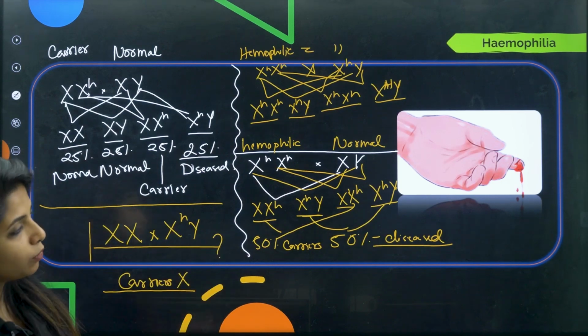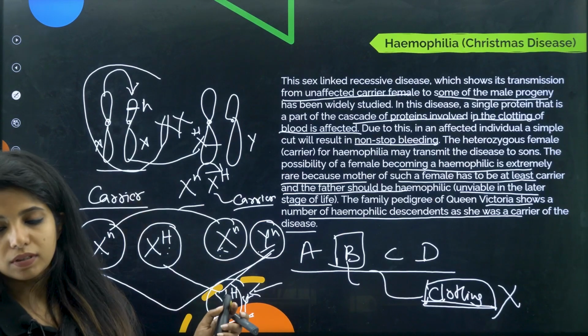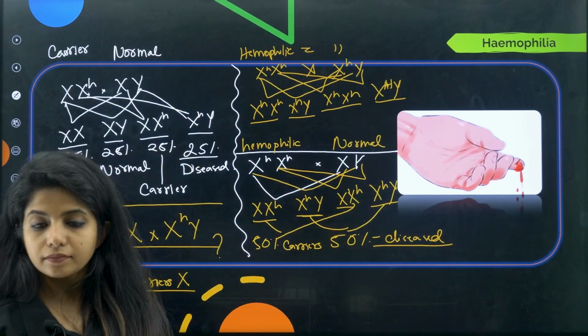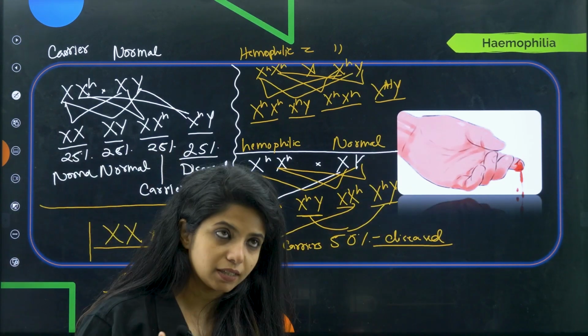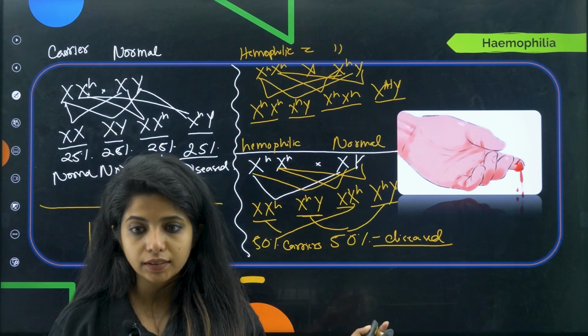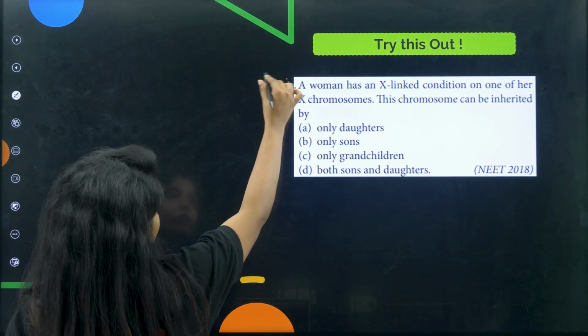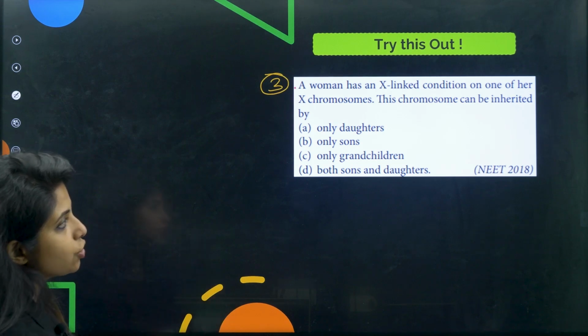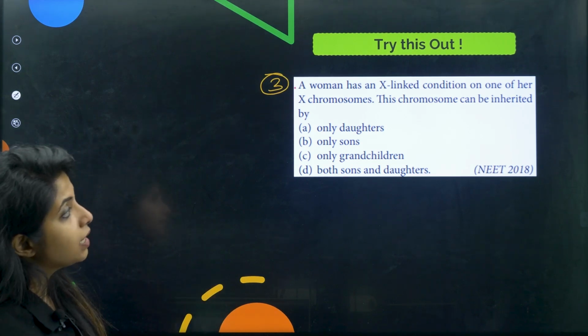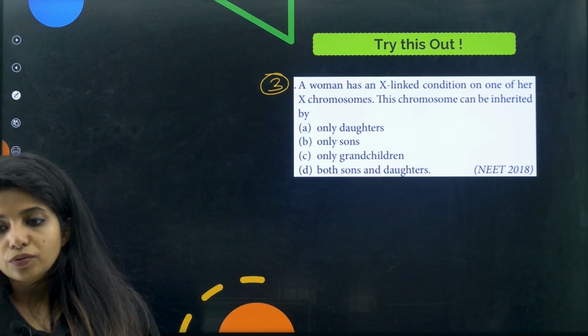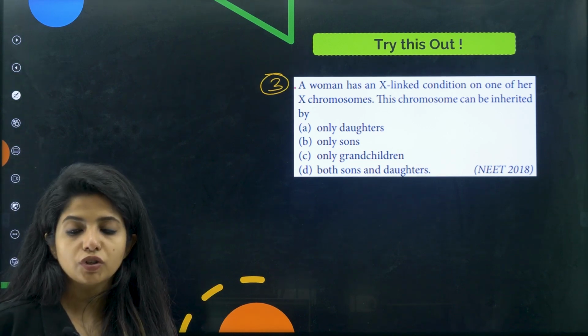So this is about hemophilia. Here the blood clotting enzymes are stopped, and as I have shown over here, the blood keeps on oozing out. So these are both sex-linked recessive diseases that you have to study. Now you have to try this out. This is the third question that I have for you. A woman has an X-linked condition on one of her X chromosomes. This chromosome can be inherited by only daughters, only sons, only grandchildren, or both sons and daughters.